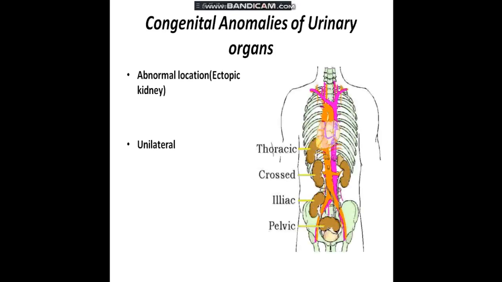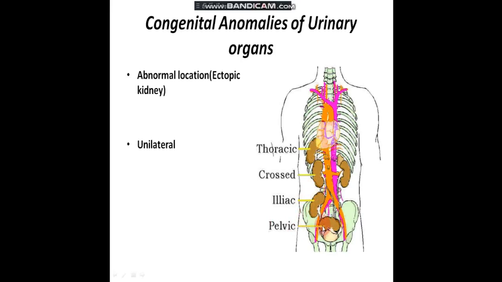So let us see the congenital anomalies of the urinary organs. First of all, we have the abnormal location of the kidneys, which is known as ectopic kidney. Sometimes both kidneys can be on one side. They are known as unilateral kidneys. Here we can see the abnormal location of the kidney. We can have a pelvic kidney, and sometimes we can have an iliac kidney.